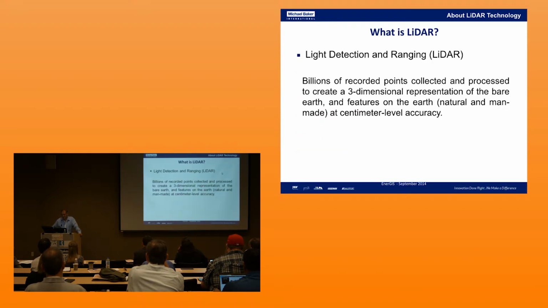So just a quick overview on the LiDAR. It's a proven technology, specifically for topographic mapping. It's light detection and ranging. By simple definition, it's billions of recorded points collected and processed to create a three-dimensional representation of the borders and features on the Earth at centimeter level accuracy. And of course, that is constantly changing from the aerial LiDAR, where you can get centimeter level accuracy, to mobile LiDAR, to static LiDAR. We have now gone below the centimeter level also. So as the technology progresses, you get better accuracy from the LiDAR data.